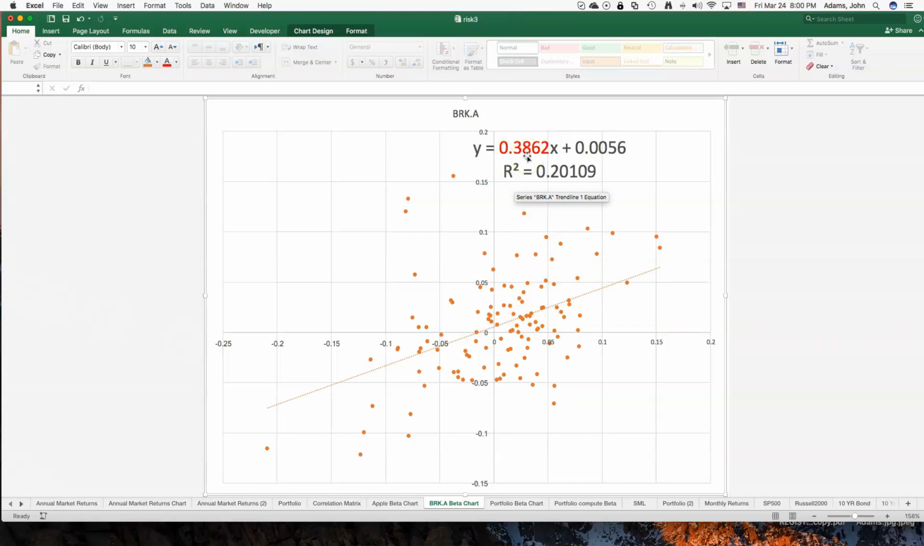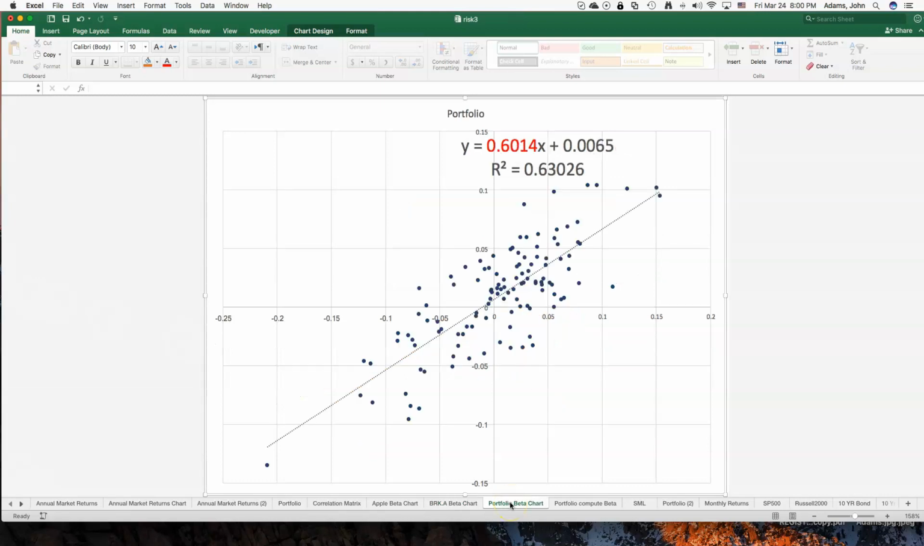So we would say that Berkshire Hathaway Class A shares have a beta of 0.38, and because the average stock has a beta of 1, in other words, the market has a beta of 1, we would say that Berkshire Hathaway is a less than average risk stock.